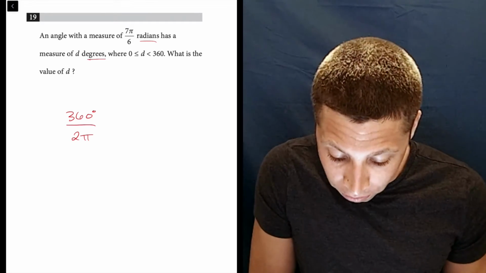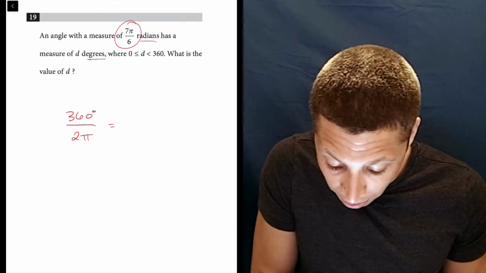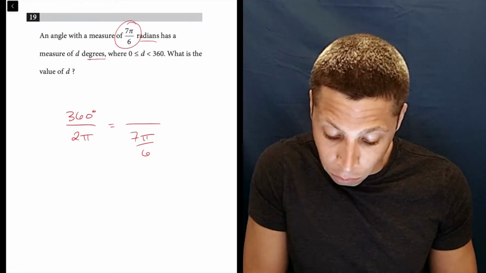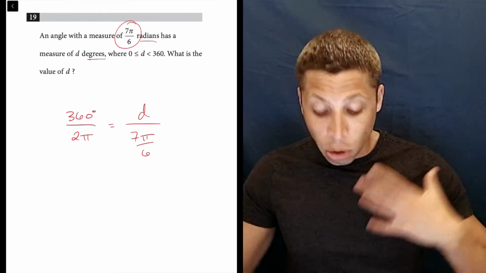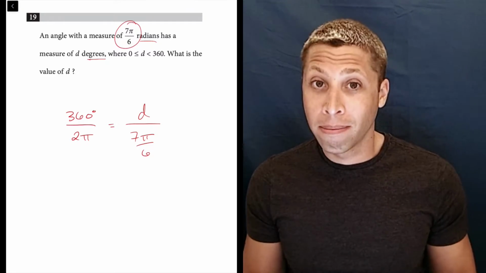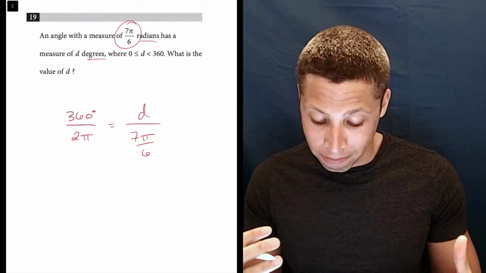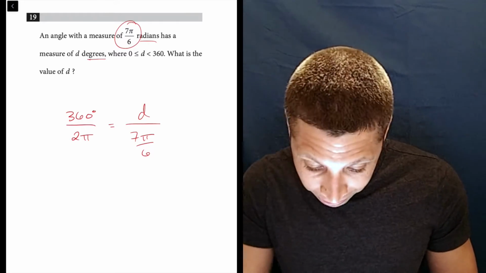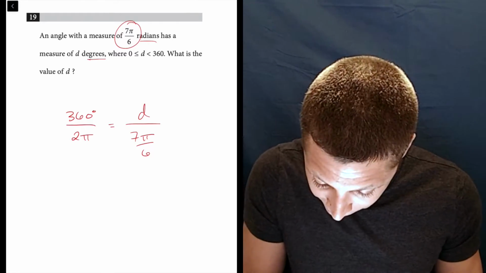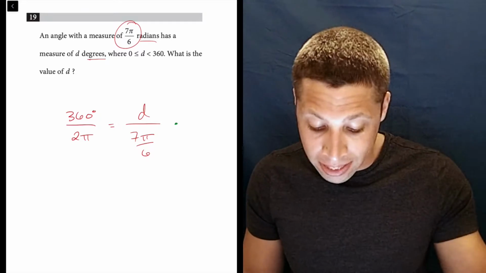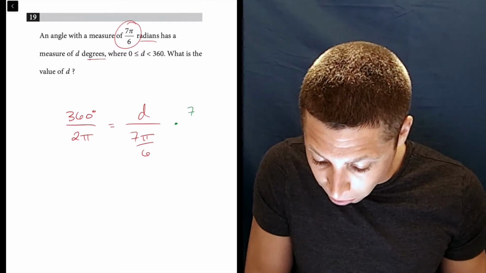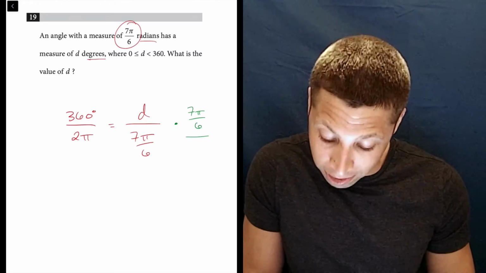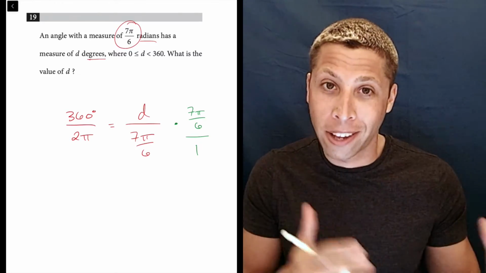So what do we have here? Well, we are given 7 pi on 6 radians, and we're looking for the number of degrees, d. I know that this looks like a messy thing, but it's really not so bad. So what would we do? Well, personally, I would just multiply. If I want to get d alone, I'm going to need to multiply both sides by 7 pi over 6. And if I really wanted to show that, 7 pi on 6 over 1.